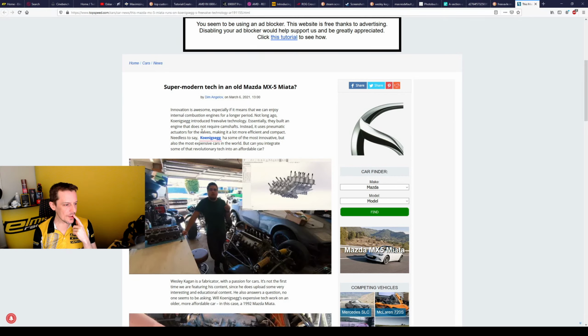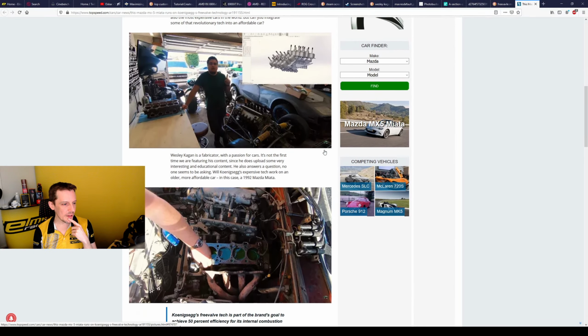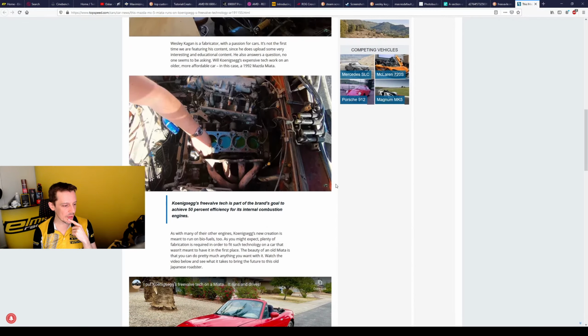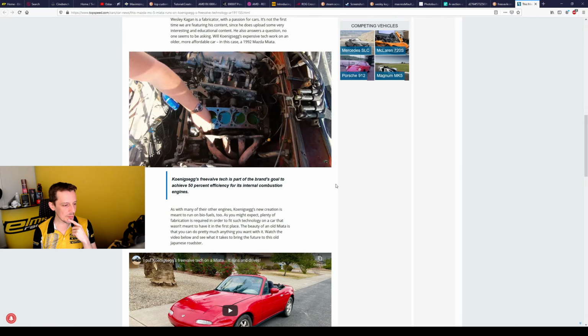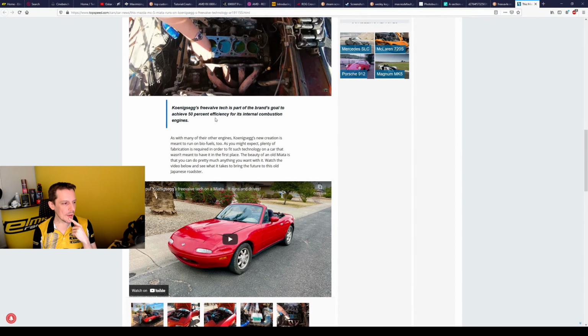Use pneumatic actuators for the valve, make it more efficient. Yes. Some other machinery tech. Okay, so I'm assuming this is probably not Freevalve stuff because I don't think they're going to be able to license this. So I'm assuming this is just a Freevalve competing tech or something like that. Koenigsegg Freevalve tech is part of... okay, so that's part of the Koenigsegg stuff.